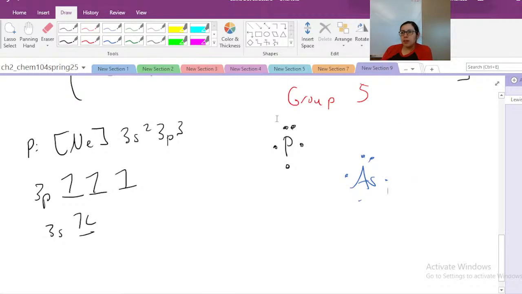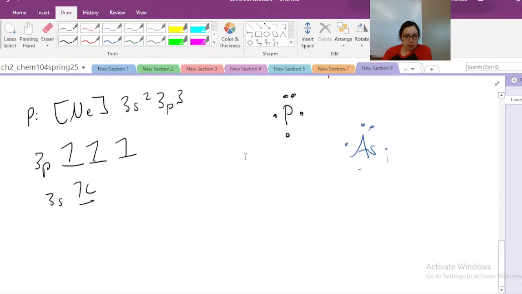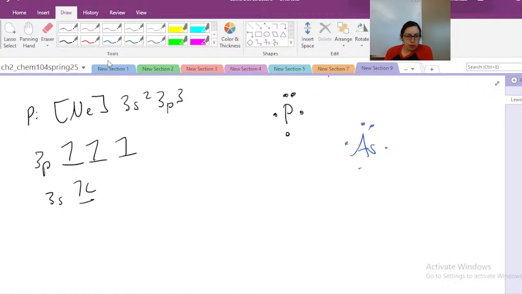All right, so we might as well just keep going. Let's do sulfur so we can look at all our Lewis dot structures. So sulfur, now we're at 6 valence electrons. So 3s2, 3p4.